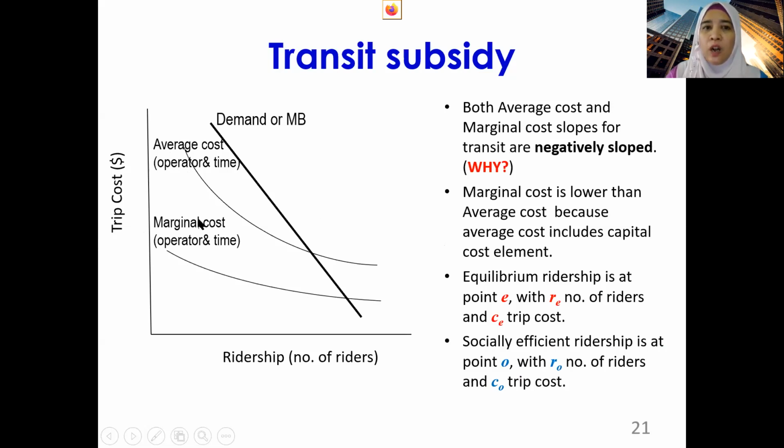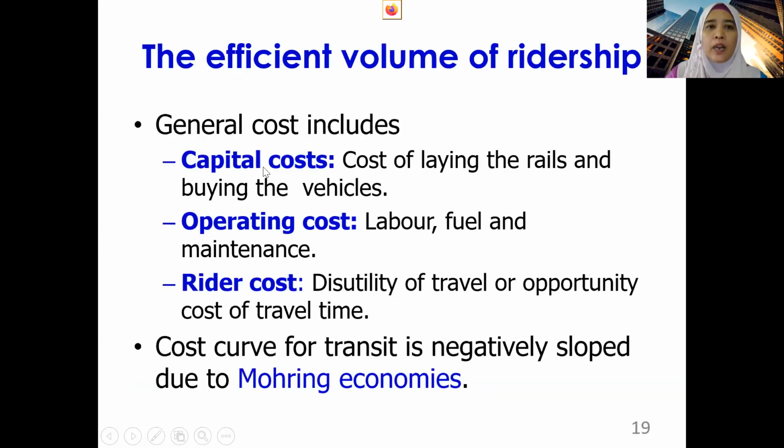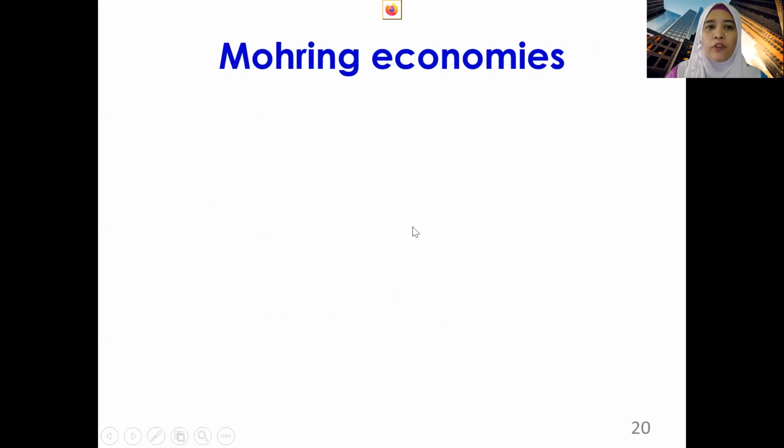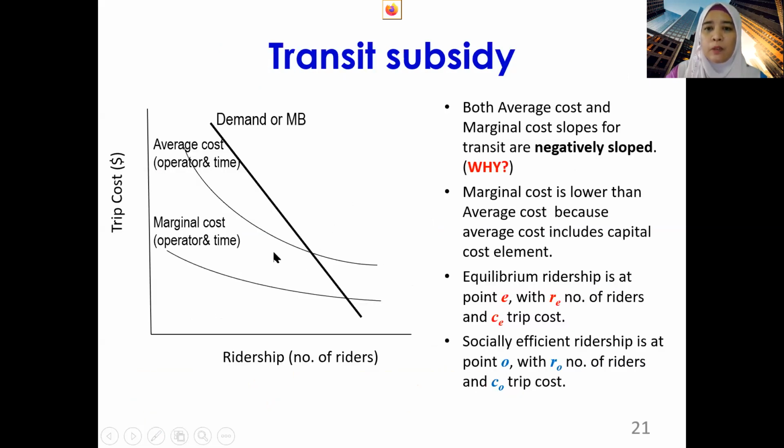Now, the marginal cost is lower than the average cost curve because the average cost includes the capital cost element. Like I said, there are three types of cost: capital, operating, and rider cost. For marginal, it disregards the capital cost. It excludes the capital cost. That's why the marginal cost curve is lower than the average cost curve.